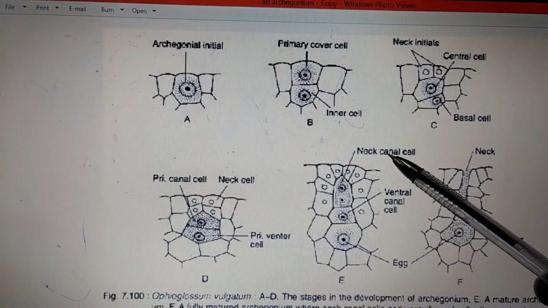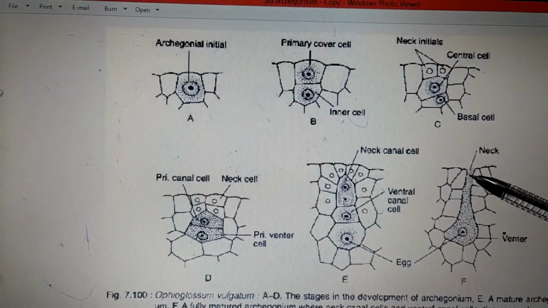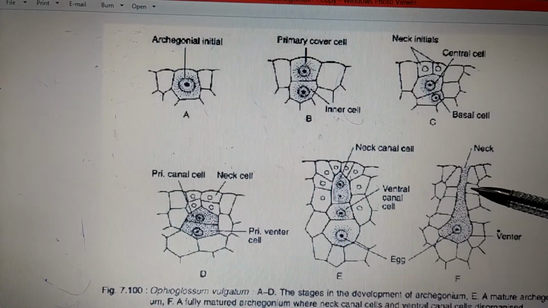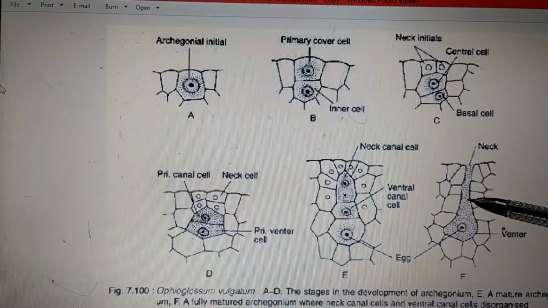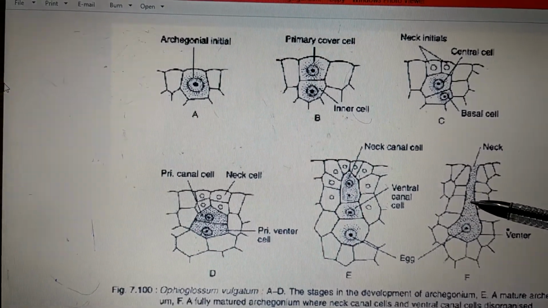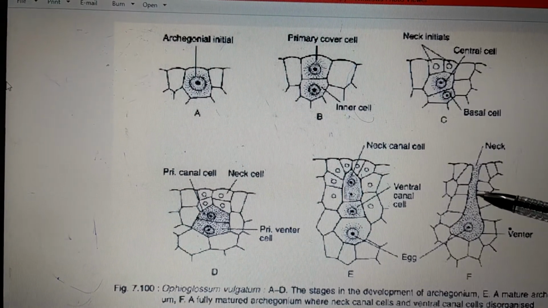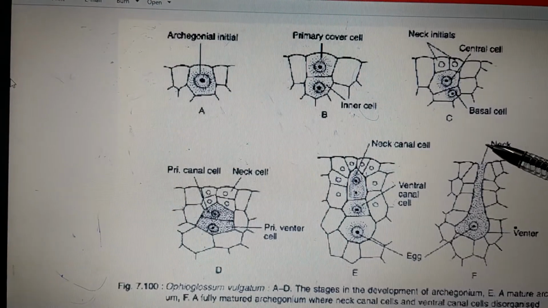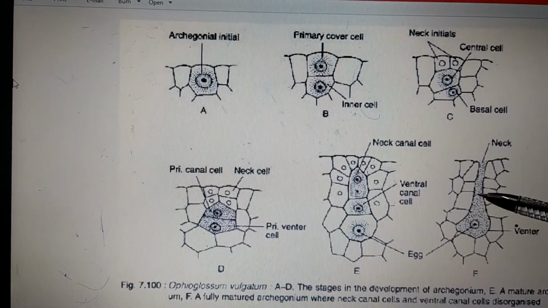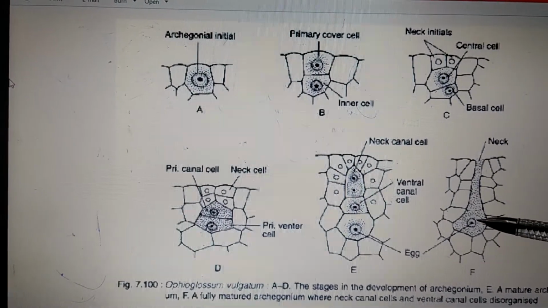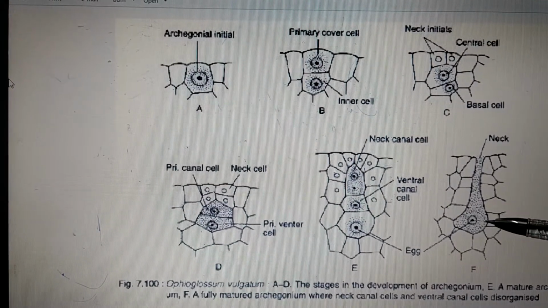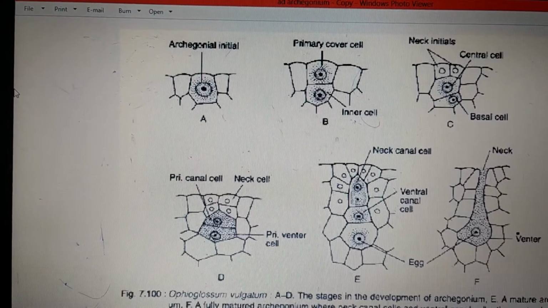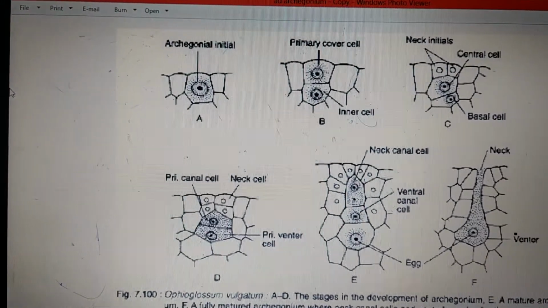All the cells, that is the neck canal cell and venter canal cell, disintegrate, leading to the formation of a mucilaginous substance, which is rich in chemicals. It is going to absorb water. Absorption of water leads to bursting open of the upper portion of the neck, making a pathway clear for the antherozoids to swim and reach the egg in order to carry out the fertilization process. So these are the different stages in the development of the archegonium in case of Adiantum.